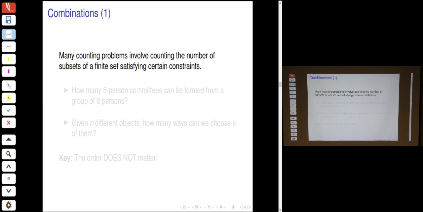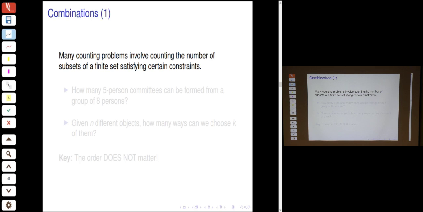Okay, so now, just now the counting involves orders. So you have clearly first position, second position, third position, and so on and so forth. Now sometimes the order doesn't matter. You only want to collect people together and count. Many counting problems involve counting the number of subsets of a finite set satisfying certain constraints. The property of subsets is it doesn't depend on how you write them. The set {1, 2} is the same as the set {2, 1}, right?